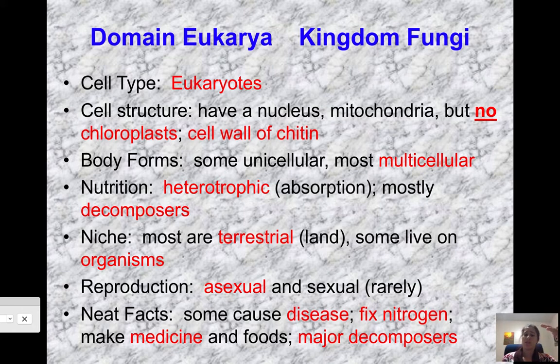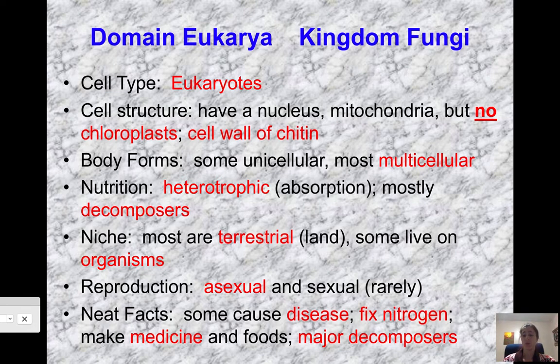They have a cell wall, and that's what gives them that milky white look. Some are unicellular, but most of them are going to be multicellular. Usually the multicellular ones are going to be like your mushrooms, your sporolites, your mycorrhizae, but your unicellular ones can be those molds. Okay, so they're heterotrophic because they use absorption, but they're mostly decomposers. That's why you're going to see them in the leaf litter layer of a forest, because they're taking that decaying leaf litter and recycling it back into the nutrient system. They're terrestrial, which means land, and some of them are actually going to live on other organisms.